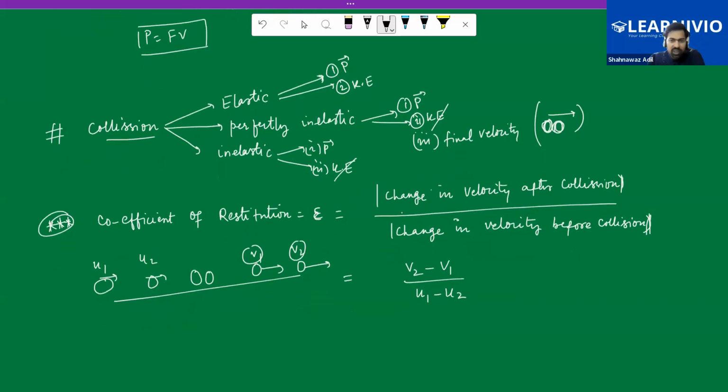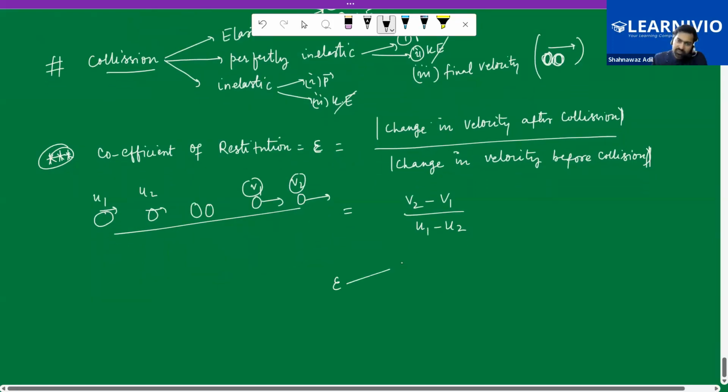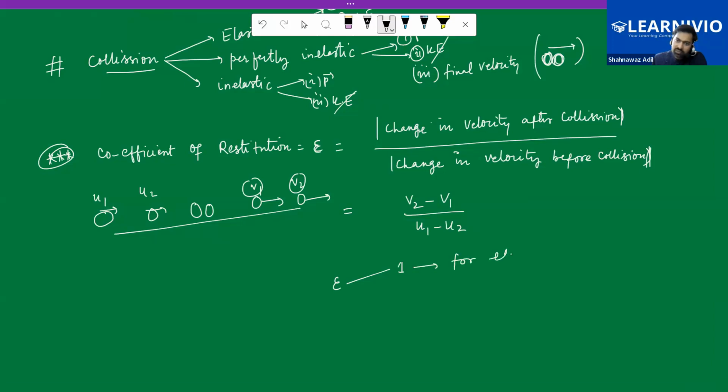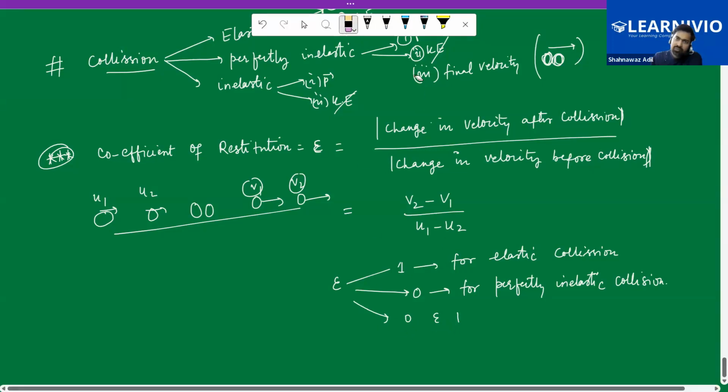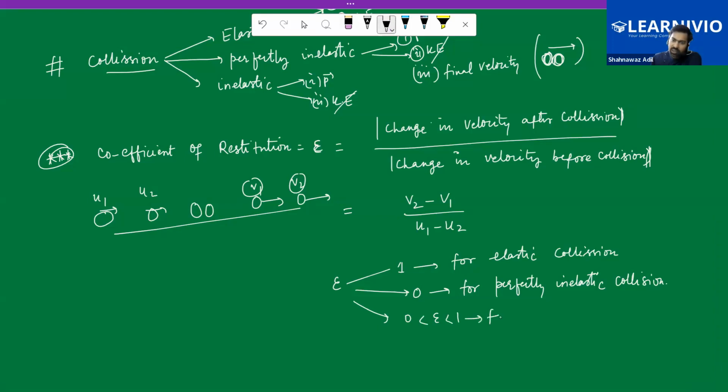And this value is 1 for elastic collision. This value is 0 for what kind of collision? Can you guys tell? For perfectly inelastic collision, this is 0. And then this is between 0 and 1 for inelastic collision.